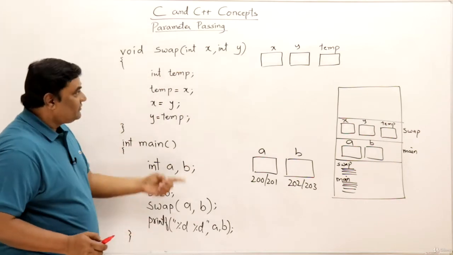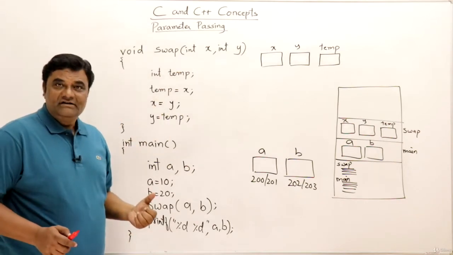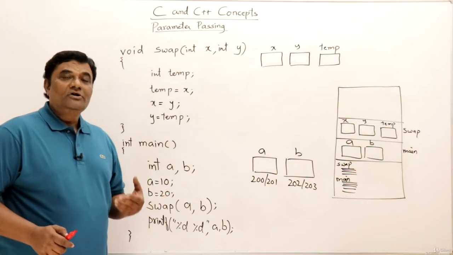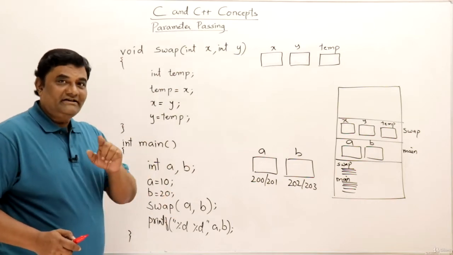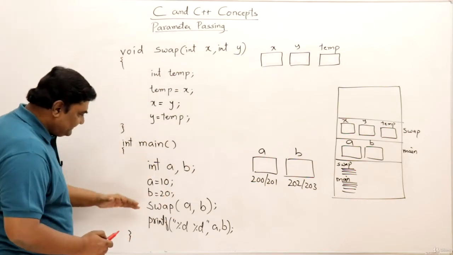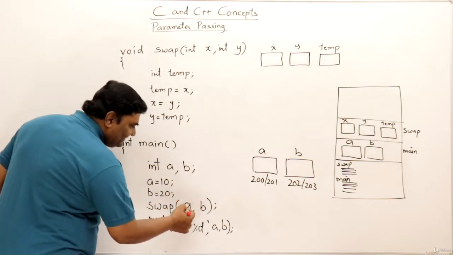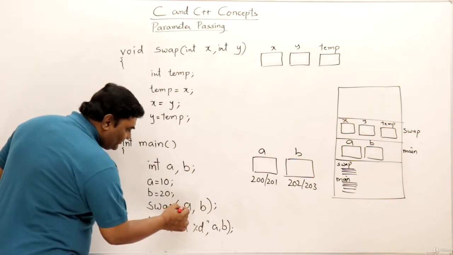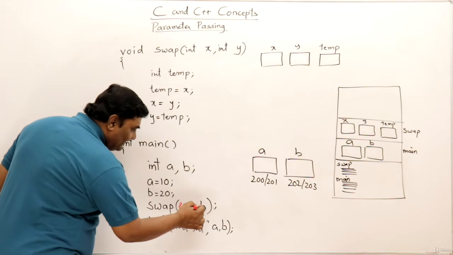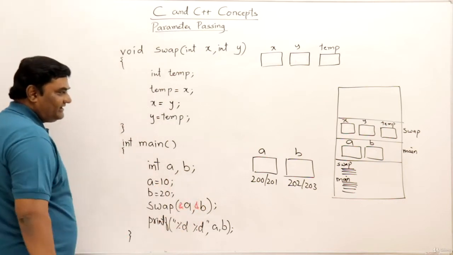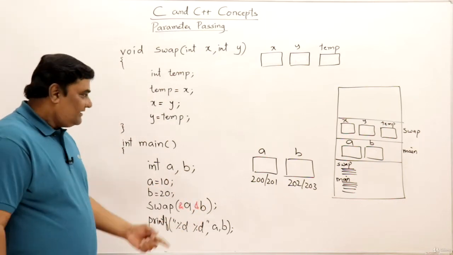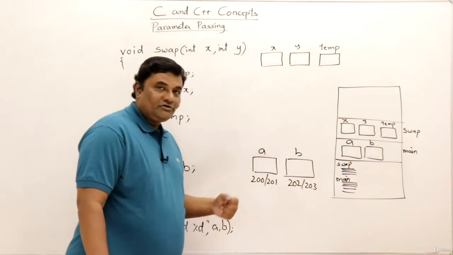This code is same as call by value code, right? Now how to convert it into call by address code? So what are the things I have to do? Inside the main function, when I'm passing these parameters, these are actual parameters, so I should send their addresses. So the first thing: I am sending 200 and 202.